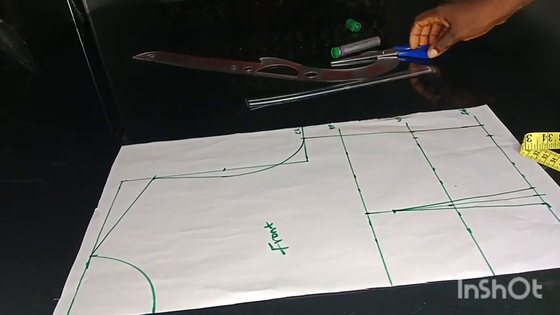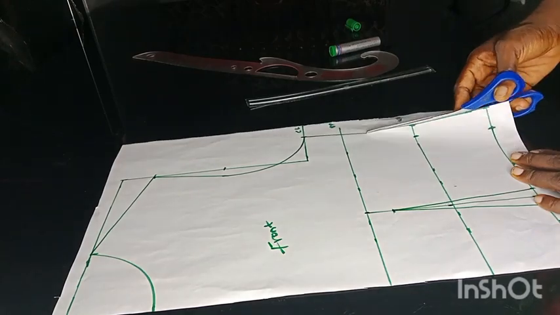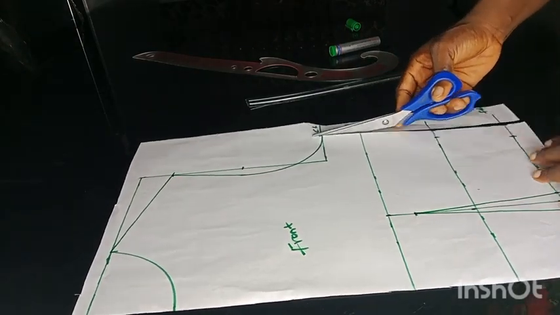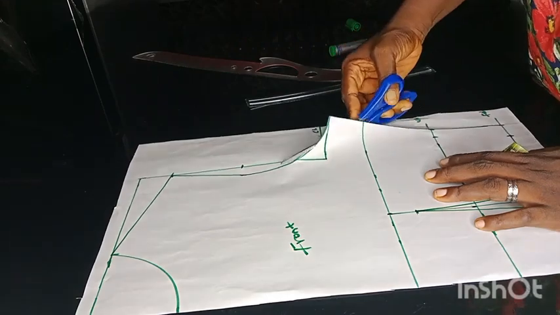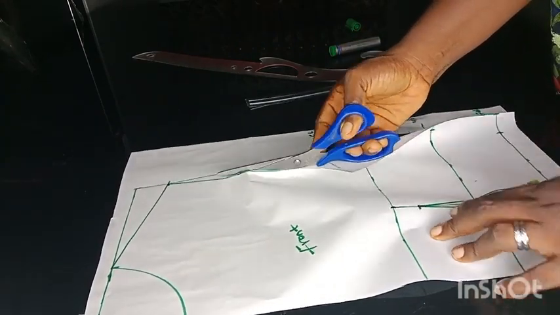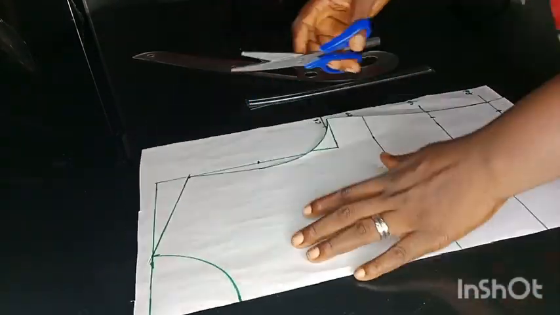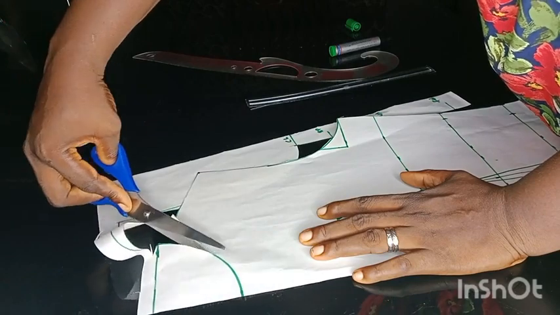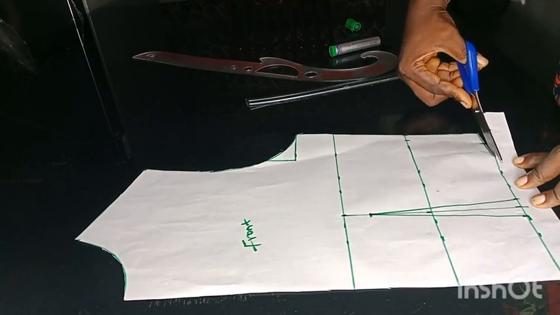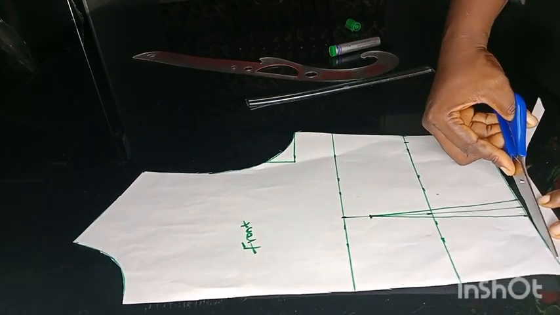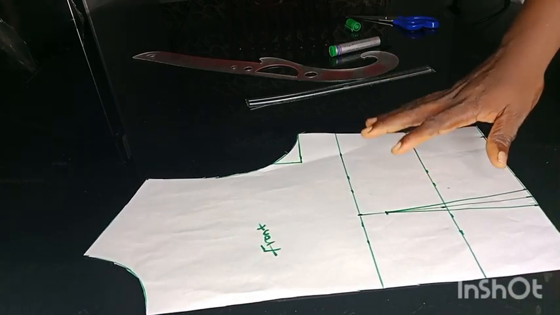My front pattern is ready. What I will do now is to cut my front pattern. I will be adding all the necessary allowance when transferring the pattern to the main fabric. So this is my front pattern. I am going to drag the back pattern.